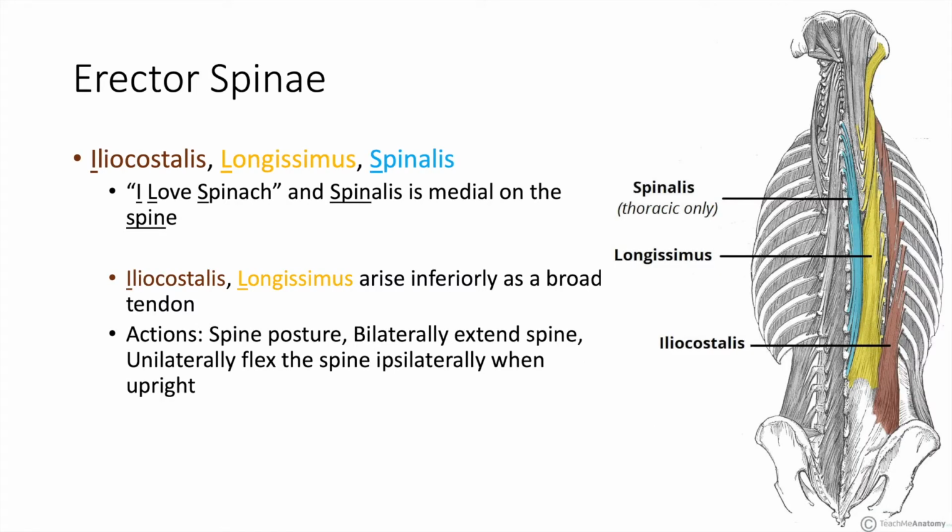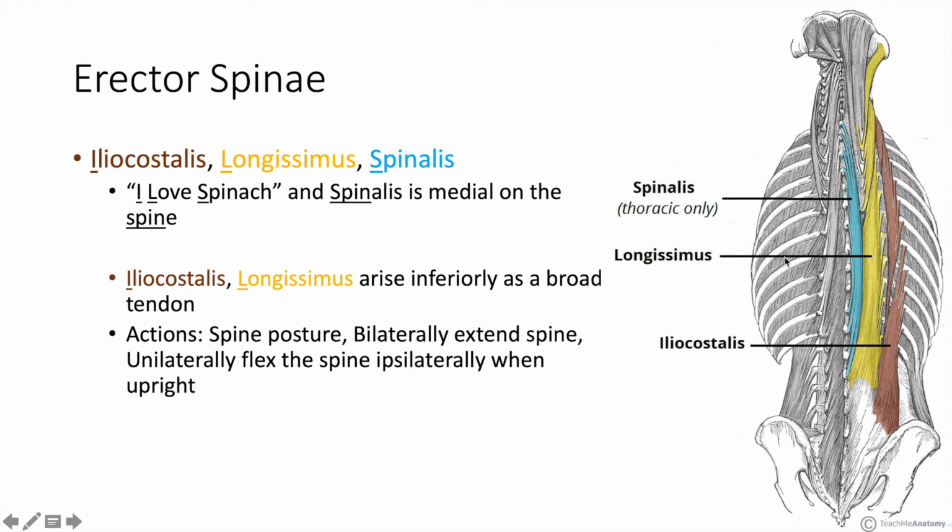Okay, erector spinae. This is our "I love spinach" muscles. I is iliocostalis, love is longissimus, and spinach is spinalis. Spinalis, I think of, okay, that sounds just like spine, and that's where it is. It's more medial. And then our iliocostalis is more lateral. It's good to remember this is not just on one side. This is our patient's right side, but it's also going to be on our left.